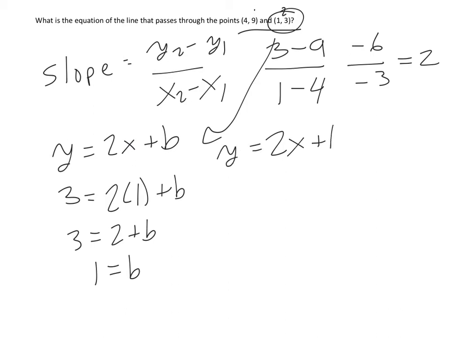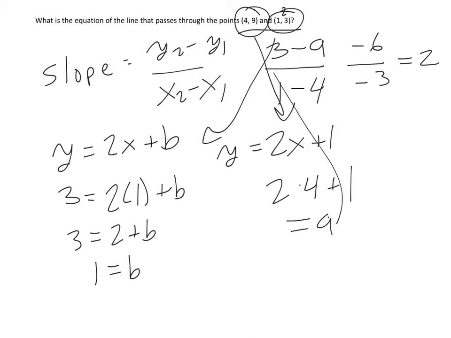But I want to confirm that this is correct. So maybe I take my other point and plug these numbers in and see if it works. So if I plug in 4, 2 times 4 plus 1, 2 times 4 is 8 plus 1, I get 9, which again is what I'm supposed to get for this point. And so again, it's all sort of about checking your work. So the final answer to the equation is y equals 2x plus 1 using this idea.